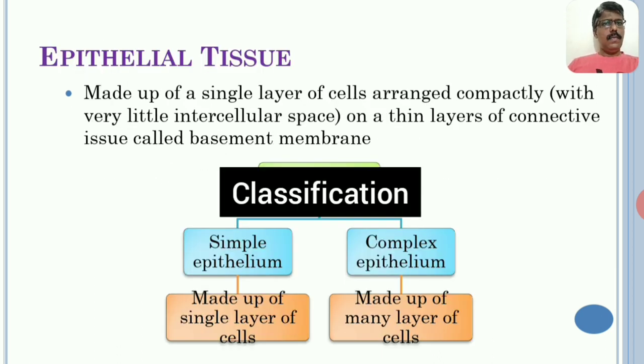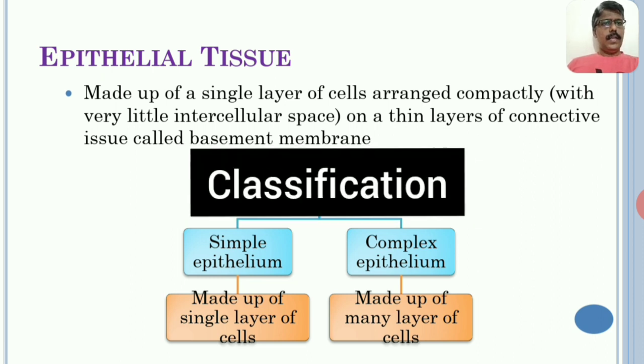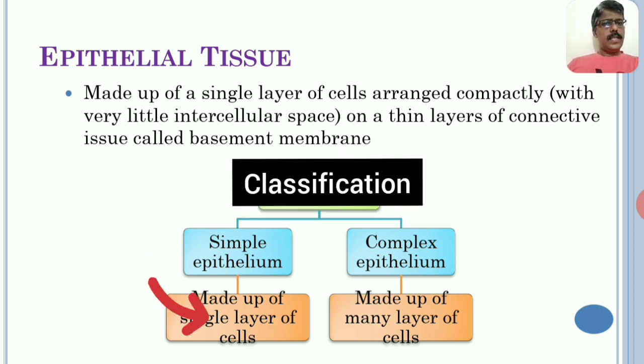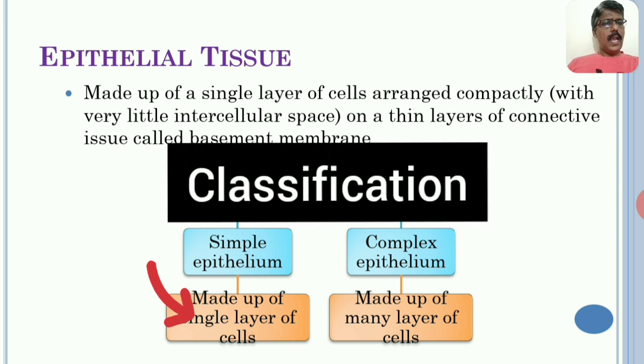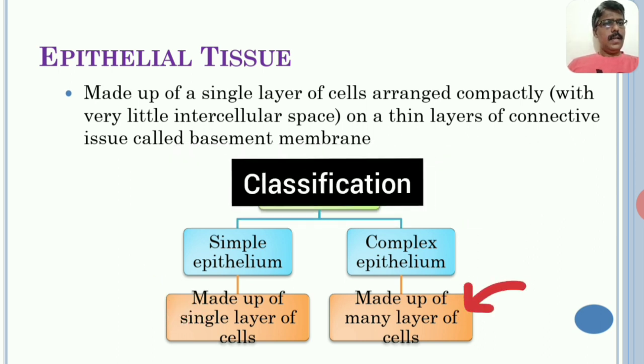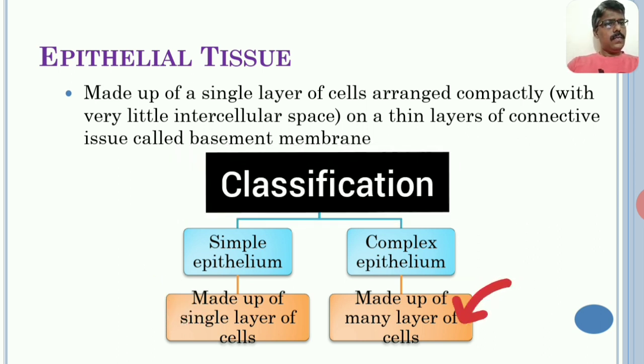Epithelial tissue is made up of a single layer of cells arranged compactly with very little intercellular space, on a thin layer of connective tissue called the basement membrane. Classification of epithelial tissue: simple epithelium is made up of a single layer of cells, and compound epithelium is made up of many layers of cells.